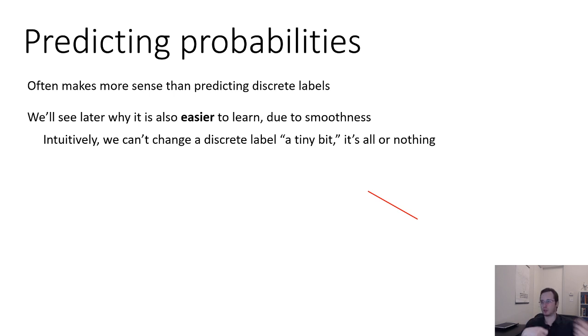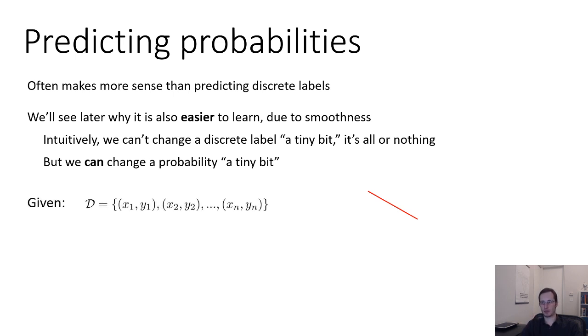Like if you're forced to output dog or cat, if you change your theta a little bit, the label probably won't change, and then you change it a lot and it might flip, but that large change might be hard to find. But we can change probabilities a tiny bit, which makes the problem of finding the optimal thetas easier because you can change them a tiny amount and see if the probabilities change in a direction that is closer to what you want.